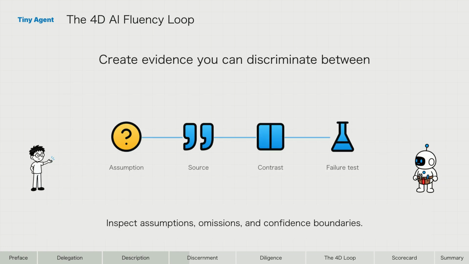Inspect assumptions, omissions, and confidence boundaries. Ask what would make the conclusion false, which source supports the key claim, and which part is an inference. A useful answer should make important uncertainty easier to see, not easier to ignore. Create contrast when judgment is difficult. Request two approaches with explicit trade-offs, test the result against an example it may fail on, or compare the output with a primary source. Evaluation improves when there is something concrete to discriminate between.